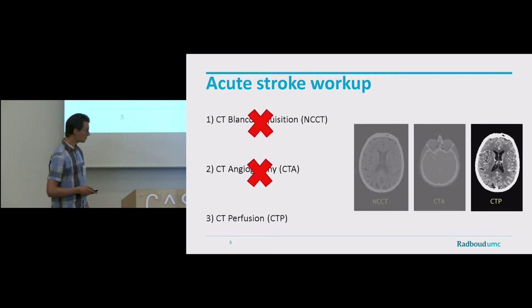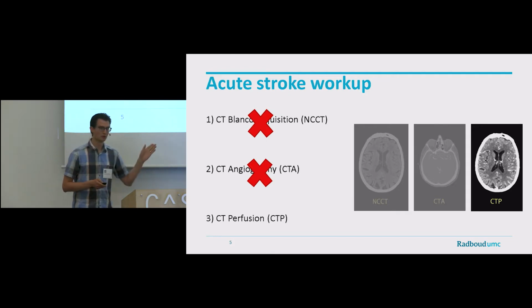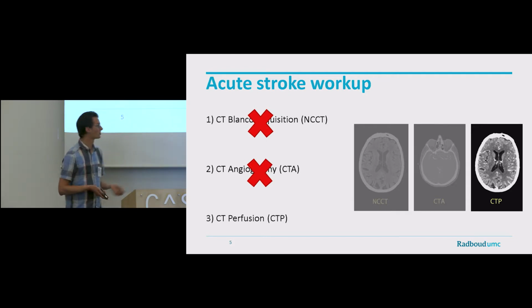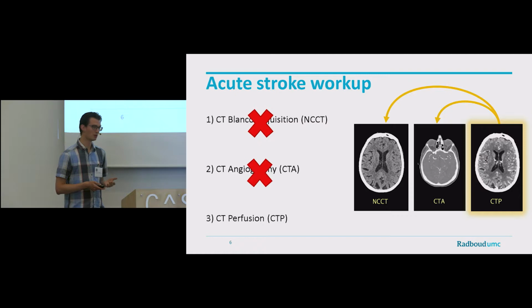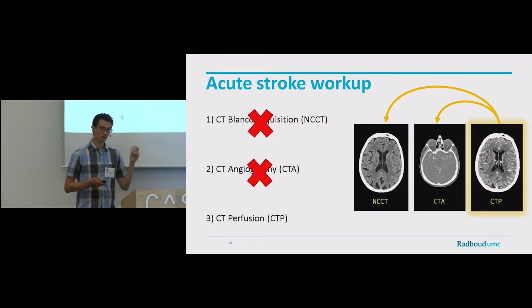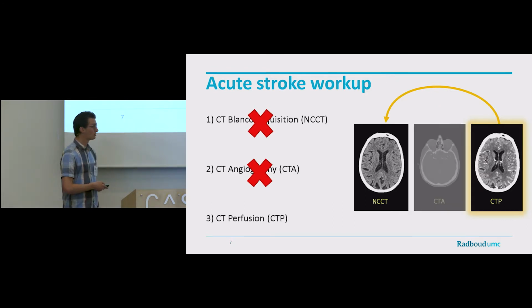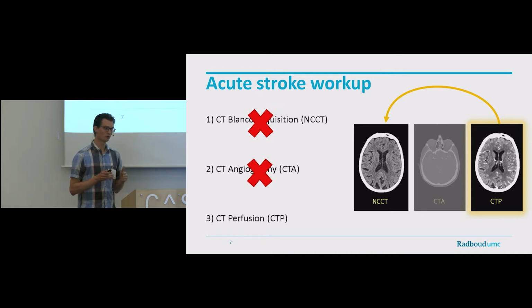So we want to do only this, so only a CTP. But then, of course, there is some diagnostic information within the non-contrast CT and CTA which is not within the CT perfusion, and we want to get it out somehow, so we think we can reconstruct this. Actually, the CTA reconstruction from the CT perfusion is rather easy because it's acquired in a similar fashion. By simply averaging over time, you already have a pretty good approximation. So in this work we want to focus only on the non-contrast CT.